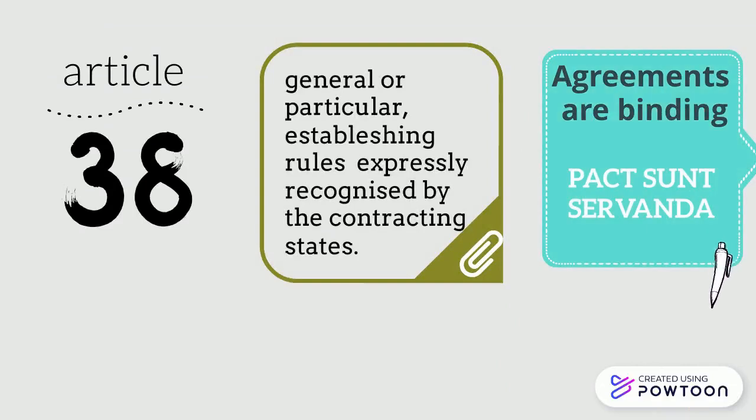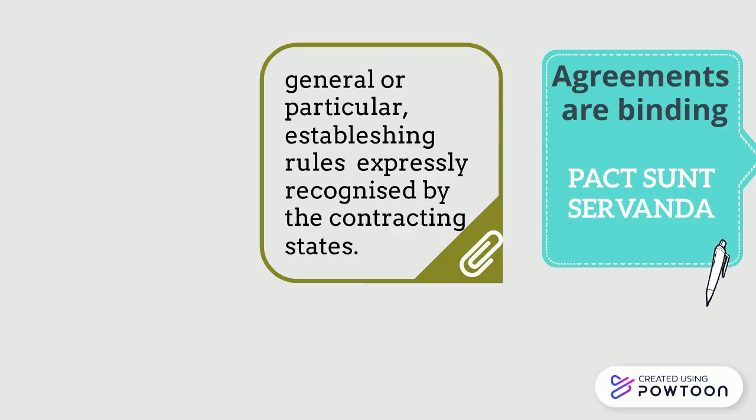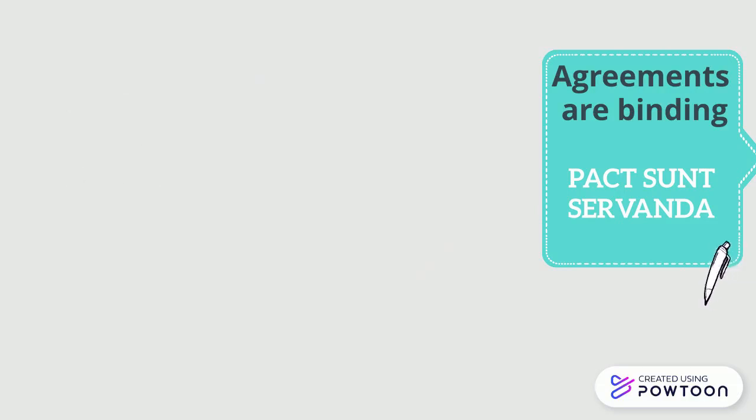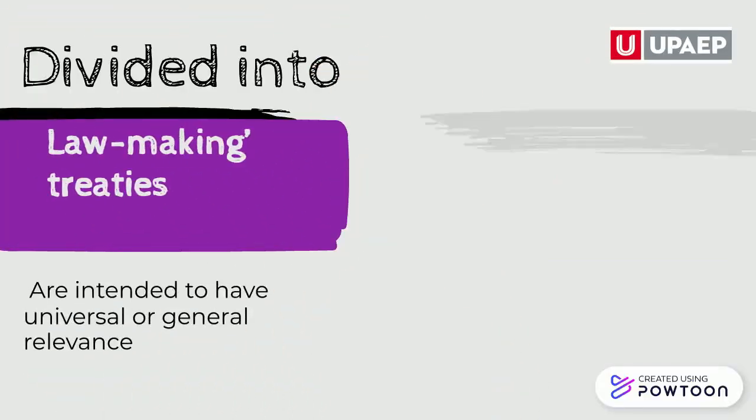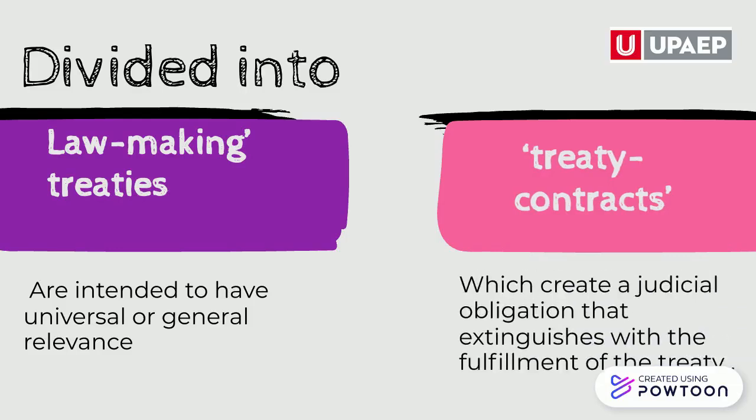The obligatory nature of treaties is found in the customary international law principle that agreements are binding, pacta sunt servanda. They are divided into law-making treaties, which are intended to have universal or general relevance, and treaty contracts, which create a juridical obligation that ends with the fulfillment of the treaty.